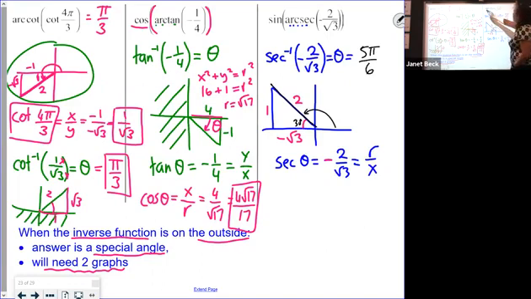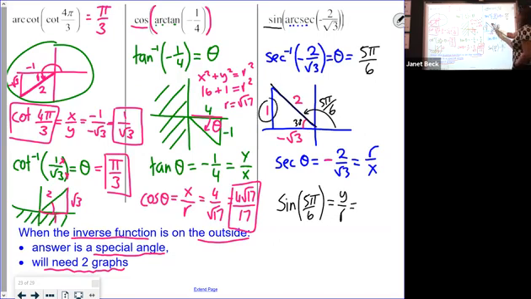Okay? Now we're being asked to find the sine of 5 pi by 6. We don't need to draw another triangle, we've already got it. This is the angle 5 pi by 6. To find the sine, I just need the ratio of sine is y divided by r, and I've got that. Here's my y, here's my r. Oh, that was nice and easy. 1/2.